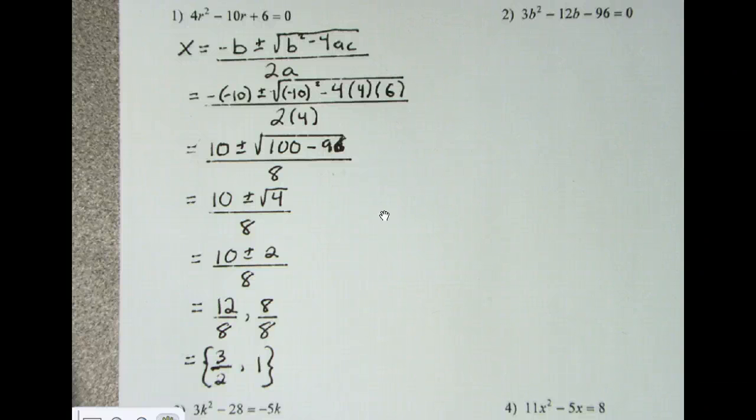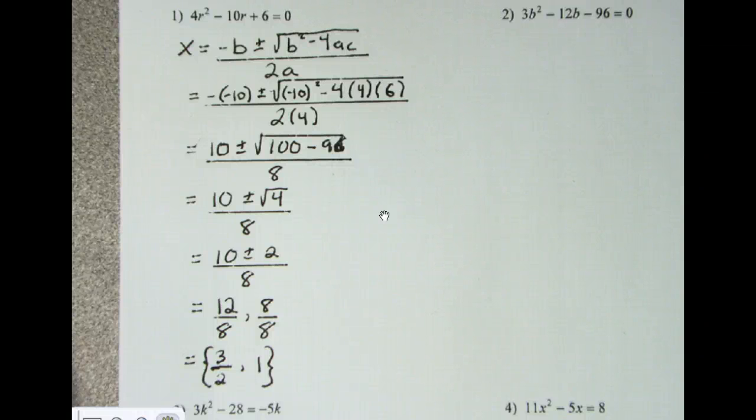So the first step is to just write the formula. The second line, write it down with just parentheses, plugging in A, B, and C. You plug in B twice, A twice, and C one time. This is 96. Sorry, a little smudge. So we have 10 squared is 100. Negative 4 times 4 times 6 is negative 96.